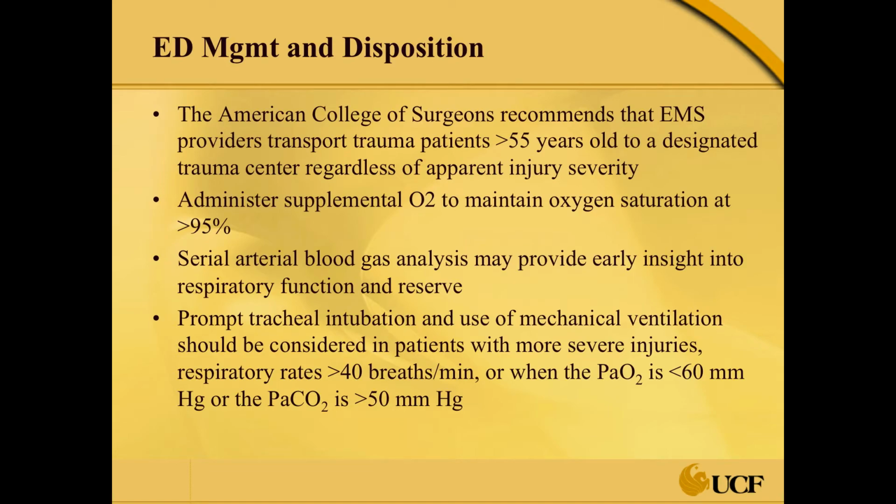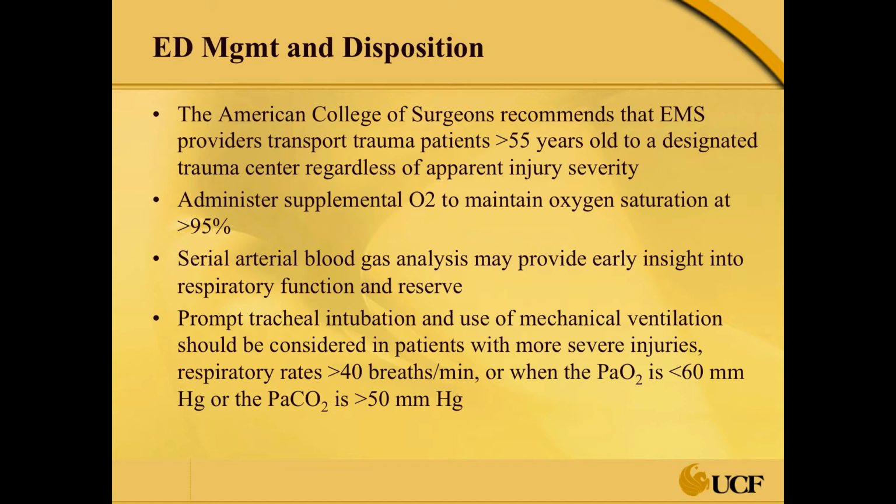The American College of Surgeons recommends that EMS providers transport trauma patients who are greater than 55 to a designated trauma center. We talked about maintaining oxygen saturation, very important. Keep them above 95. Assess your serial arterial blood gases because they can provide some early insight into respiratory function and reserve. Prompt tracheal intubation and mechanical ventilation are mandated if the patient has severe injuries, a respiratory rate greater than 40, a PaO2 less than 60, or a PCO2 greater than 50. These are going to buy these elderly folks the tube.